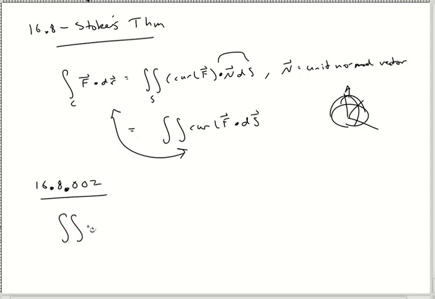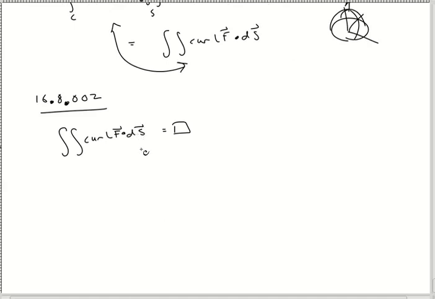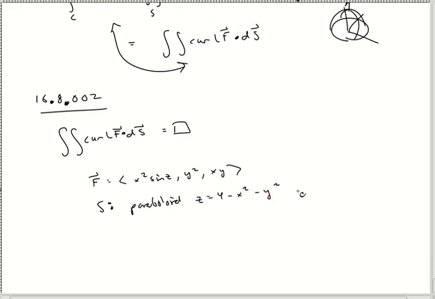So they start here with the double integral of the curl of F dot dS vector, and they want to know what that is. See again that n is gone, so they kind of just mushed it in there with the S. We've got F vector equal to x squared sine z, y squared, xy. My S, my surface, is the paraboloid z equals 4 minus x squared minus y squared above the xy plane.